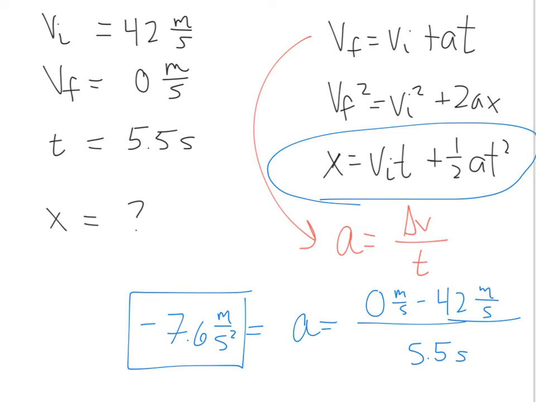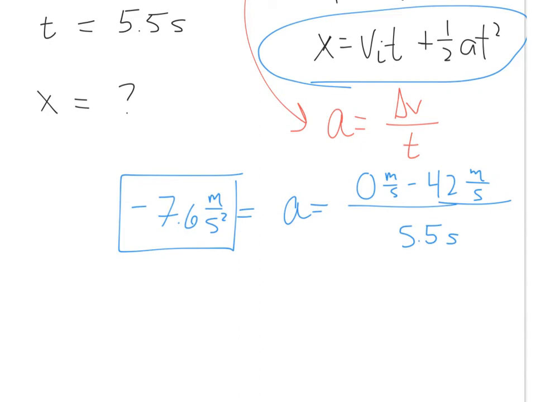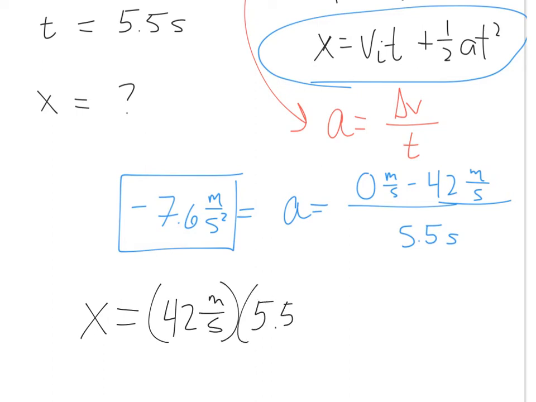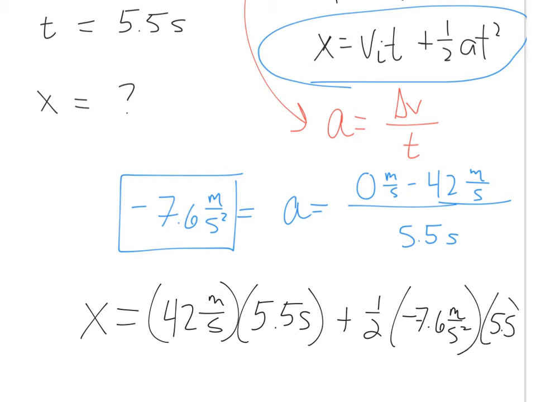So let's go ahead and plug in what we know in that formula. In this formula, we know x equals VI. What was VI? 42. Hold on, let me just put units. Times the time, 5.5, plus 1/2 times negative 7.6 times 5.5 squared.